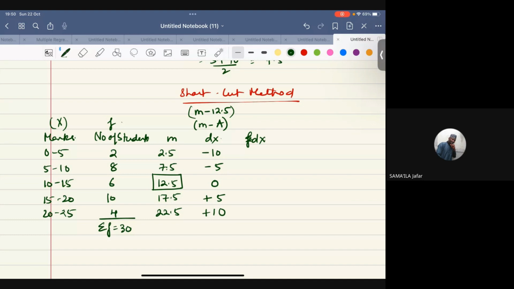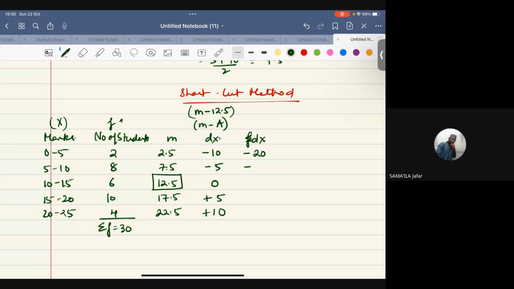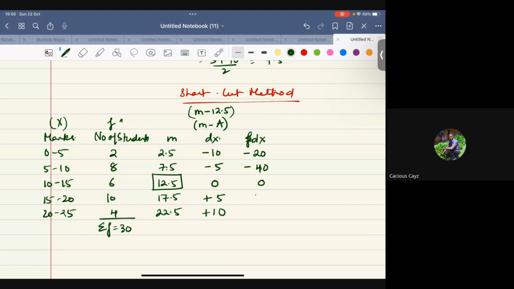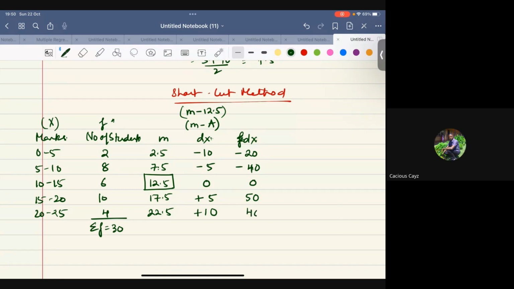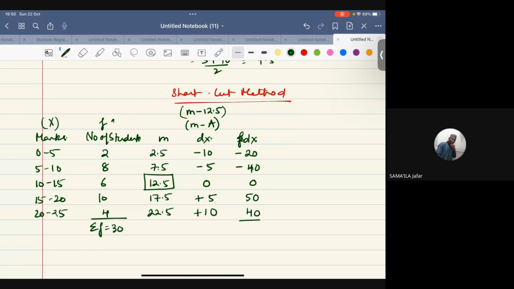This column f into dx. So what are you getting? 2 into minus 10, minus 20. 8 into minus 5, minus 40. Then 6 into 0, 0. 10 into 5, 50. And 4 into 10, 40. We can directly calculate: minus 20 plus minus 40 plus 50 plus 40. What is the value of sigma f dx? 30.